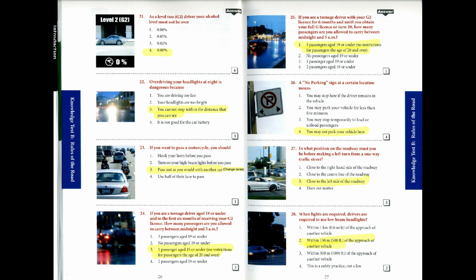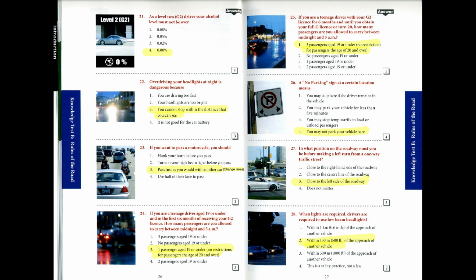Number 25. If you are a teenage driver with your G2 license for 6 months, and until you obtain your full G license or turn 20 years old, how many passengers are you allowed to carry between midnight and 5 a.m.? You are allowed to carry 3 passengers aged 19 or under between midnight and 5 a.m. No restrictions for passengers aged 20 and over. Number 26. A no parking sign at a certain location means you may not park your vehicle here.